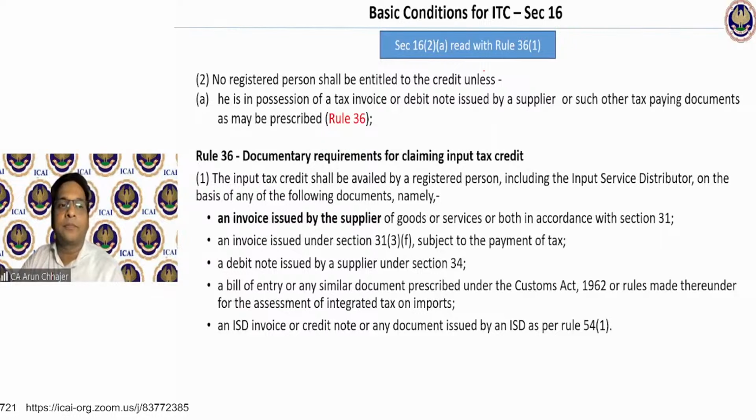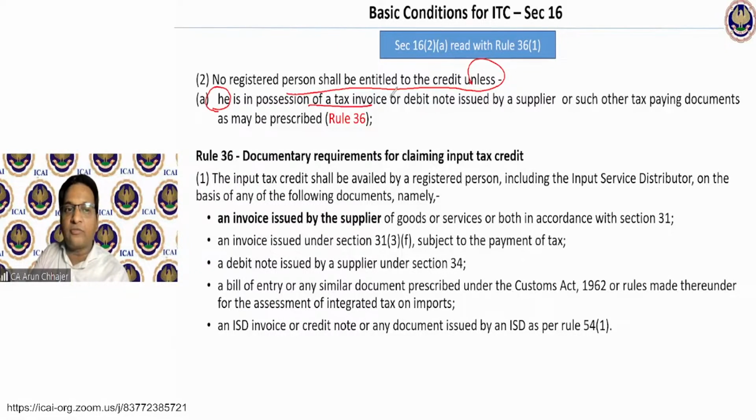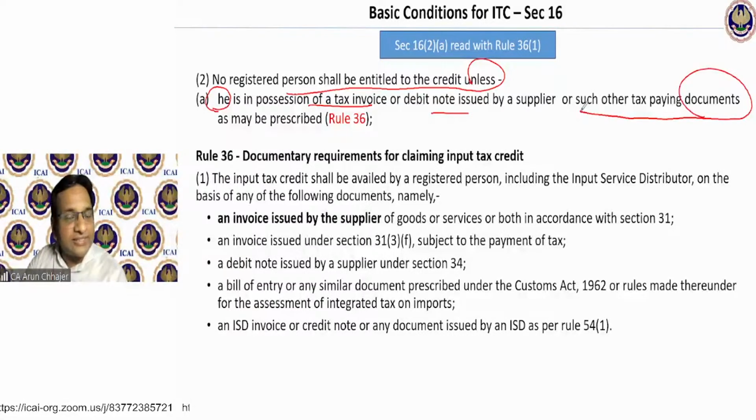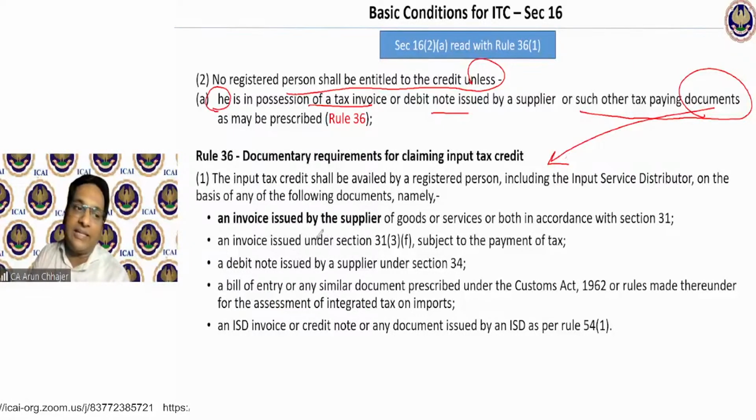First condition: no registered person shall be entitled to take ITC unless he is in possession of the tax invoice, debit note issued by the supplier, or such other tax paying document. Which such other tax paying document? Go to Rule 36(1). It talks about various other documents for the purpose of taking the ITC, like invoice, debit note, self invoice.